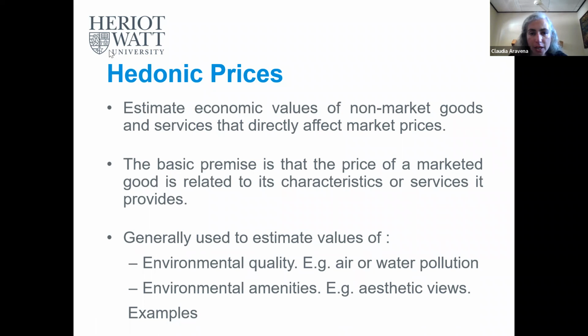Let's go to the second methodology, which is hedonic prices. This is the second revealed preference methodology. In this one, we estimate the economic value of non-market goods and services that directly affect market prices. The basic premise is that the price of the good is related to the characteristics of the service that is provided. Generally, we use hedonic prices to value environmental quality or environmental amenities.